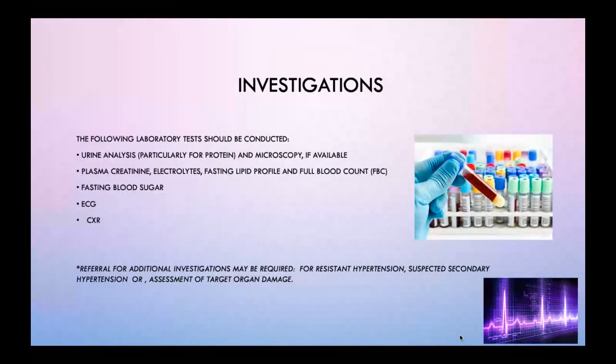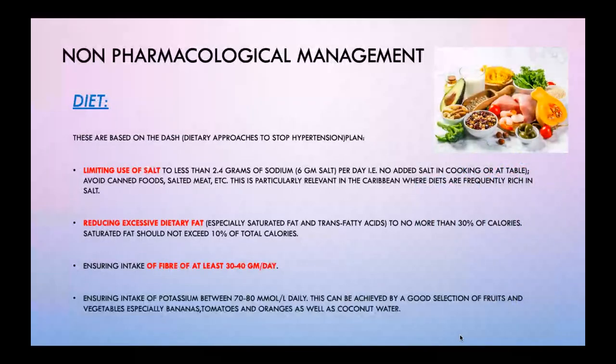So with respect to investigations, we will do a urinalysis to check for protein, microscopy if possible. In terms of the blood investigations, we would look at the creatinine, electrolytes, fasting lipid profile, and a CBC. Also, the fasting blood sugar. And in terms of your cardiovascular assessment, we'll do an ECG and a chest X-ray. Please note referral for additional investigations may be required for patients with resistant hypertension and those suspected of secondary causes of hypertension, or to further assess for any target organ damage.